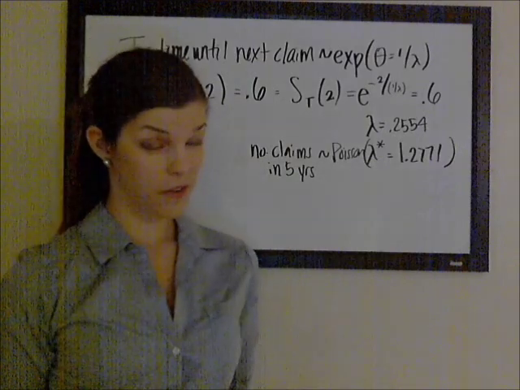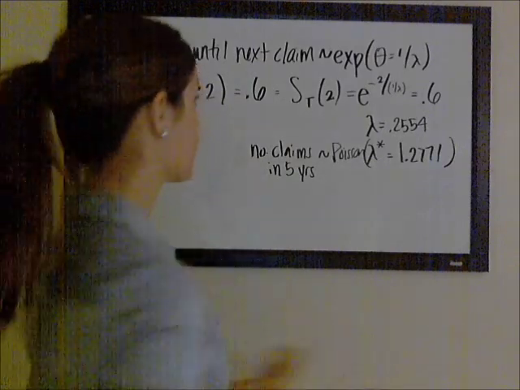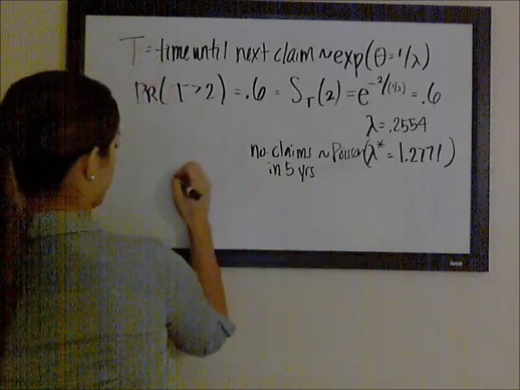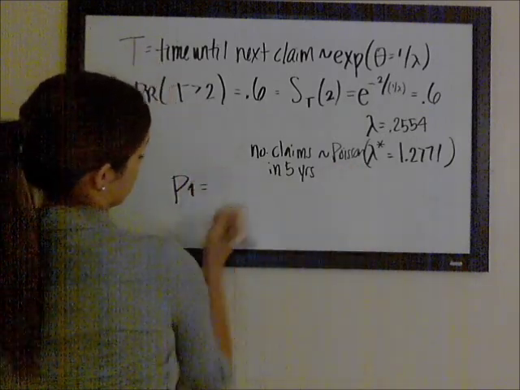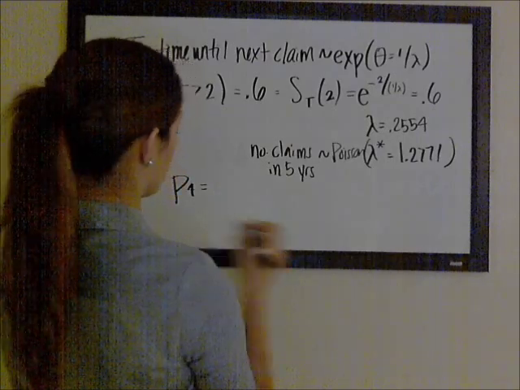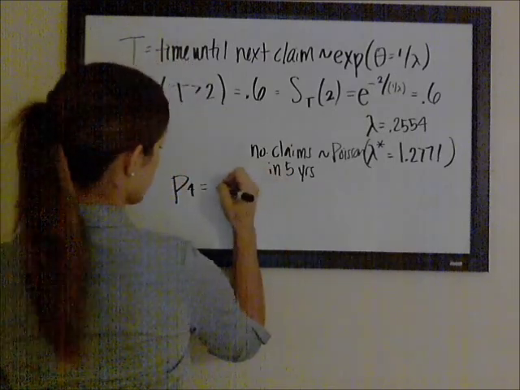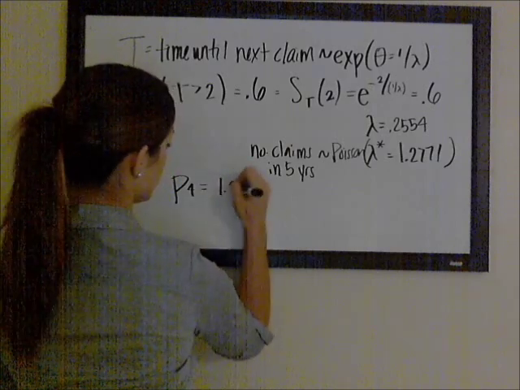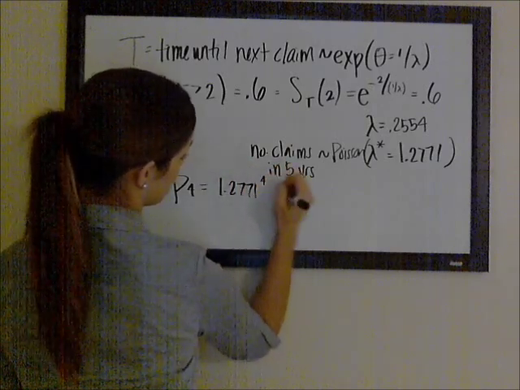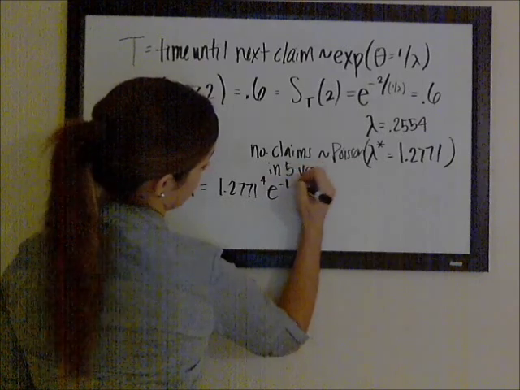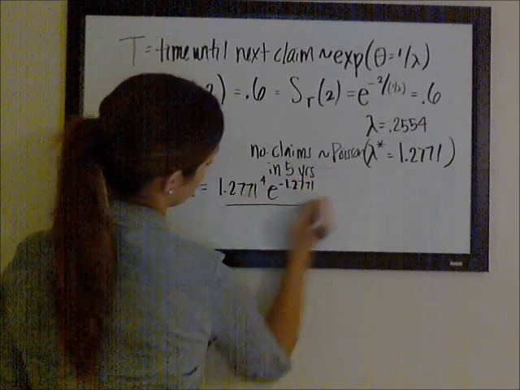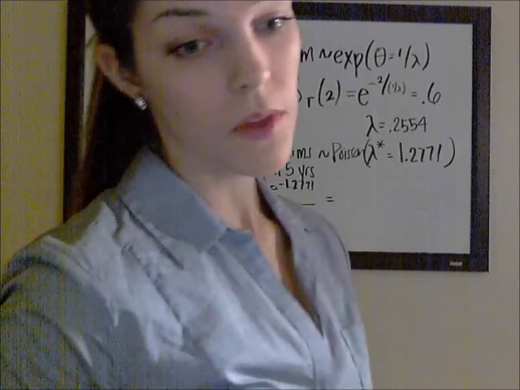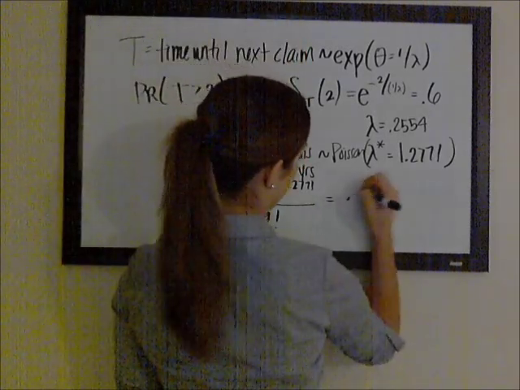And I just want to know the probability that there are 4 claims in that period of 5 years. So the probability of seeing 4 claims will be, let's see, lambda, 1.2771 to the 4th times e to the negative lambda, over 4 factorial. And I got 0.0309.